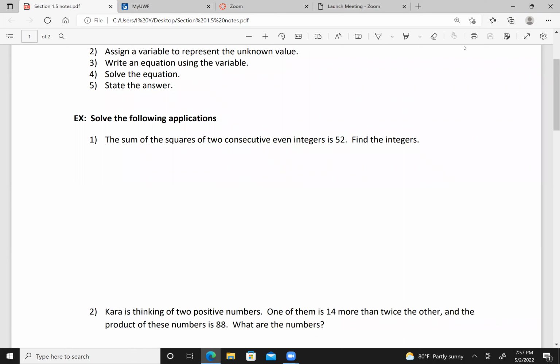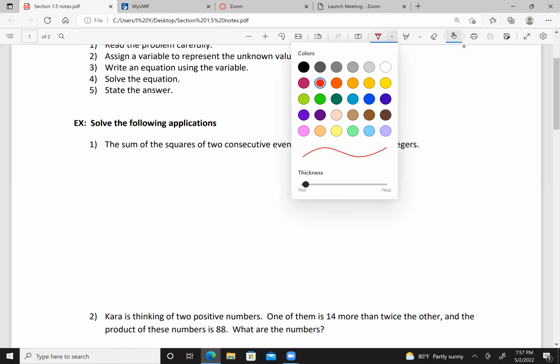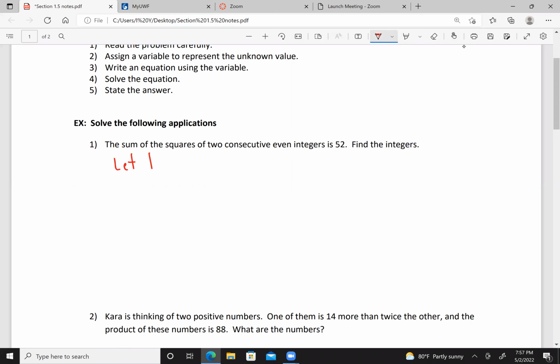So the first example we have here is the sum of the squares of two consecutive even integers is 52. Find the integers. So if we let the first integer be x, the second would be x plus 2 since they're both even. Now it says the sum of the squares. So we have x squared plus (x plus 2) squared is equal to 52.